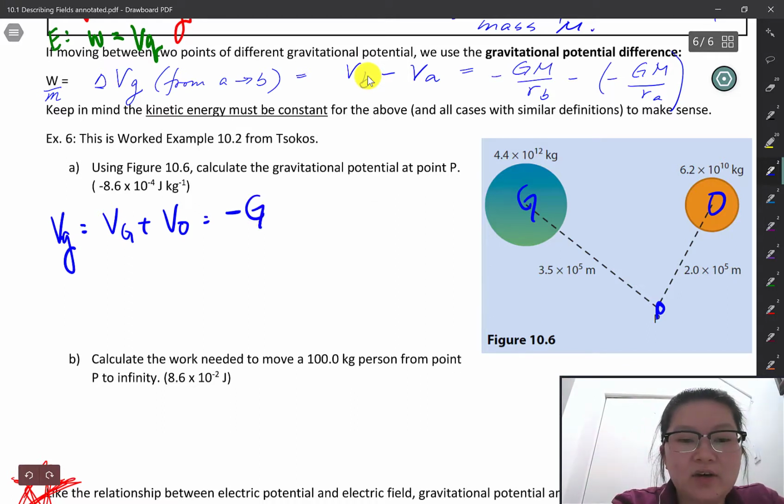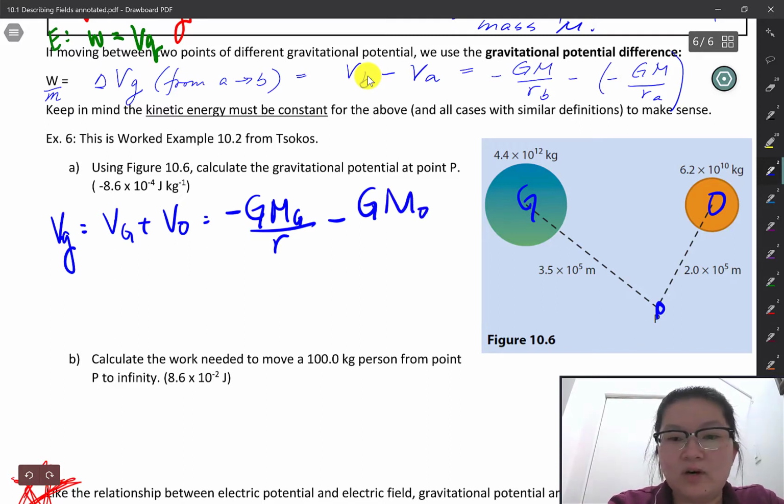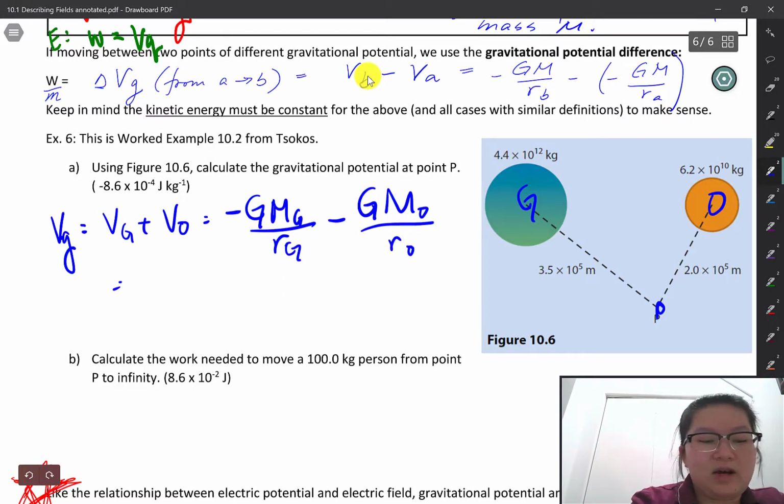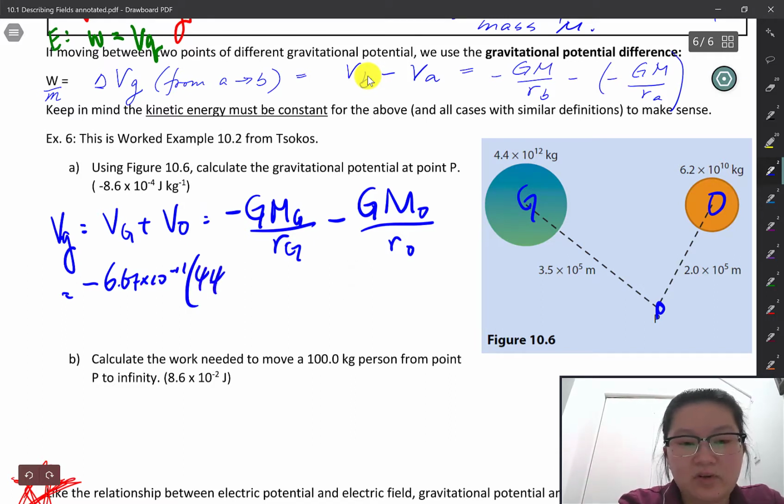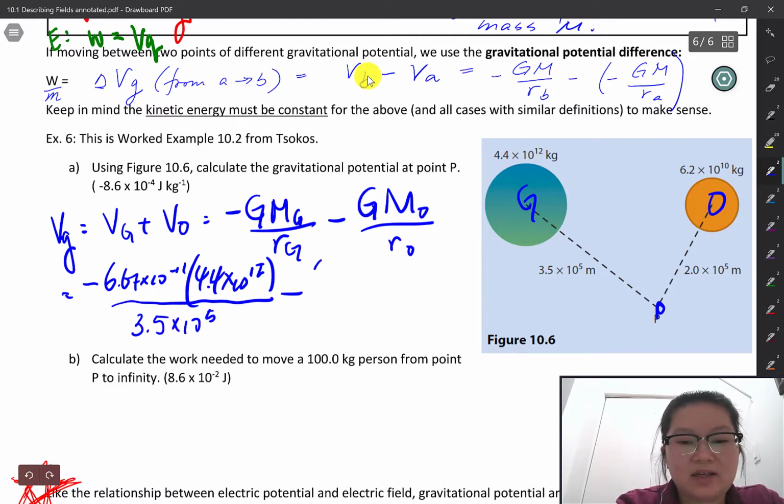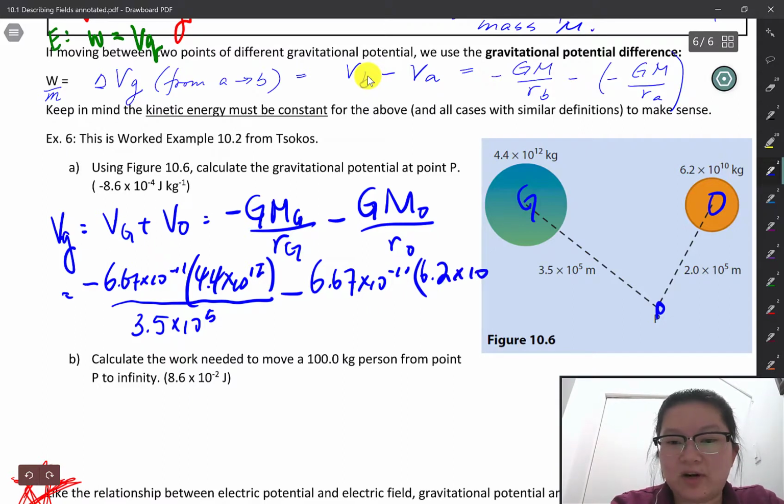So this is going to be negative big G M of the green over the distance of separation, which is given there in the question very conveniently, and we just add up with the other one, with O. Okay, and I should probably label this as G and label this as O. Okay, substituting everything in, and this is nothing tricky here. Negative 6.67 times 10 to the power of negative 11. Mass there, some big number, 4.4 times 10 to the power of 12. Foregoing the units due to the small space here, 3.5 times 10 to the power of 5, and minus 6.67 times 10 to the power of negative 11 times 6.2 times 10 to the power of 10 over 2 times 10 to the power of 5.